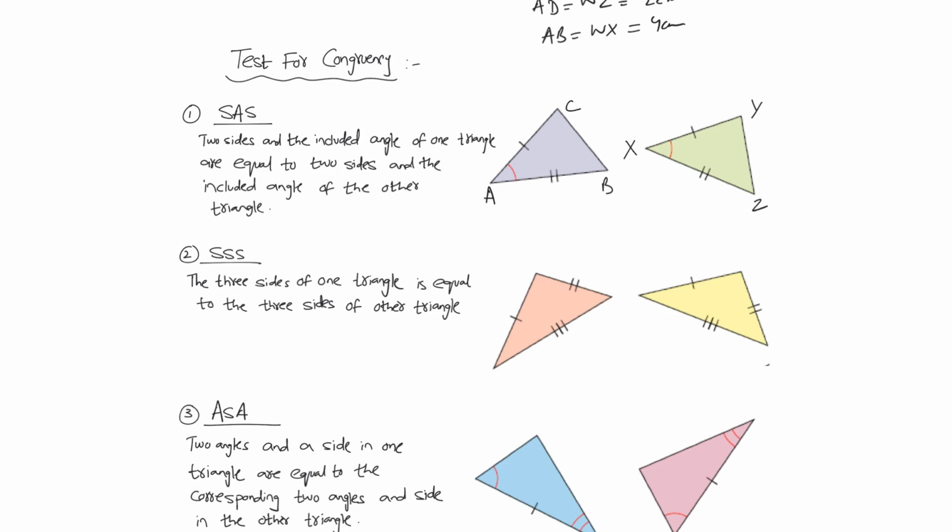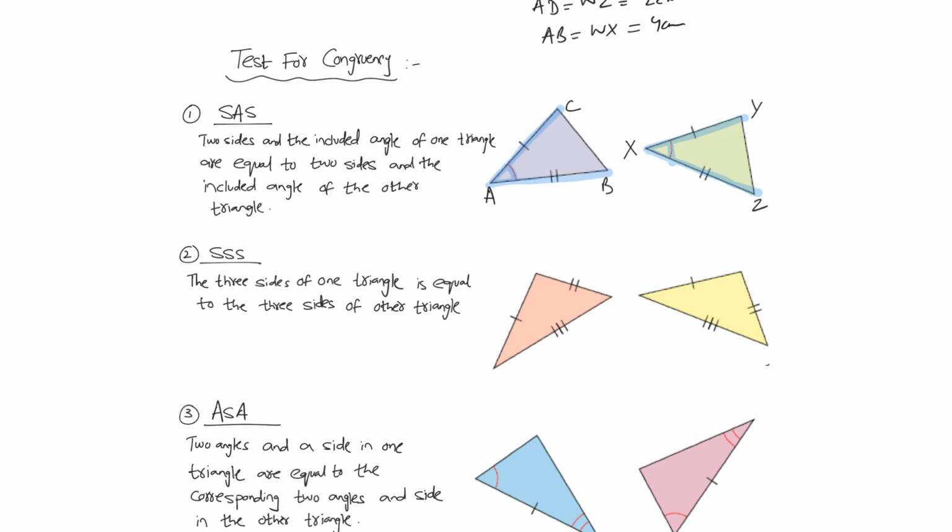So if you have been given two sides and an included angle of one triangle, so let's say this side and this side are equal, the other side and this other side are equal, and you have been given an included angle, which means that two sides and the included angle of one triangle are equal to two sides and the included angle of the other triangle, then such figures are congruent according to the side angle side test.